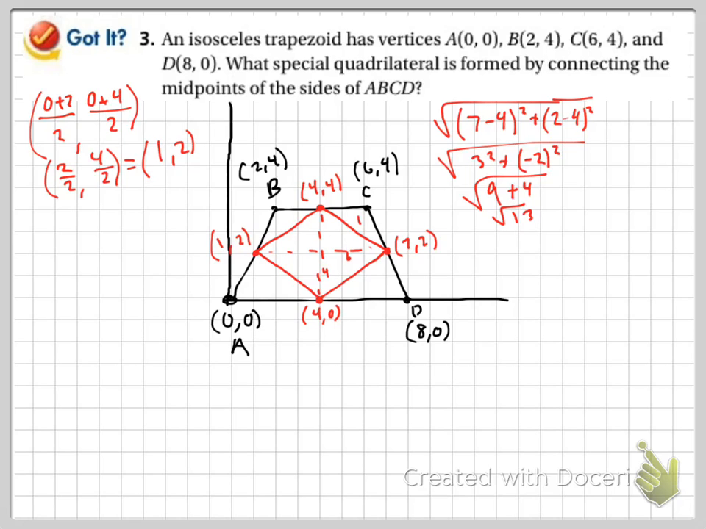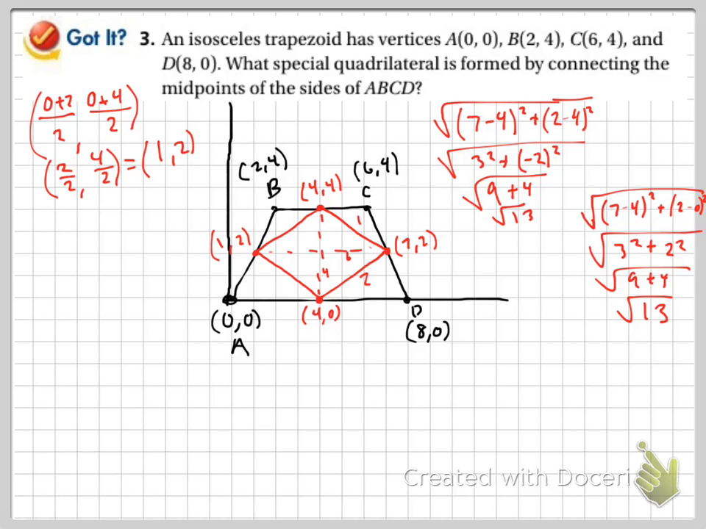Okay, now I'll do this one, number 2. So that's the square root of 7 minus 4 squared plus 2 minus 0 squared, which is the square root of 3 squared plus 2 squared, the square root of 9 plus 4, which is the square root of 13. Okay, so they're both the square root of 13 so far.